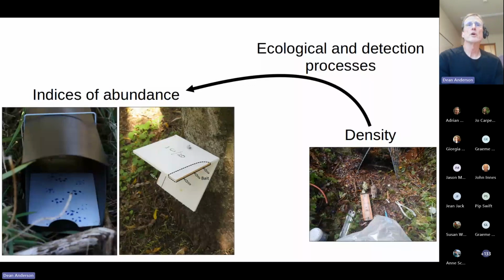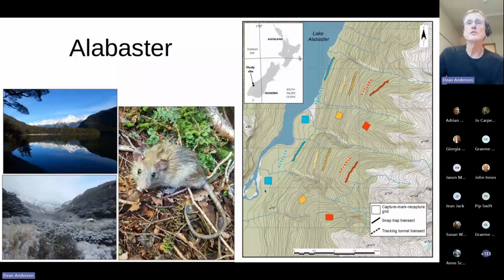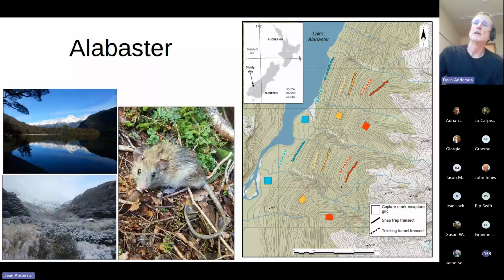And so to do this, we're going back to Alabaster, which has been talked about quite a lot, so I'll be quick over this. We did mark recapture studies along this elevational gradient from high elevation down to low elevation in these squares, and interspersed were detection transects where we had snap traps and tracking tunnels and camera detection surveys going on, again along the elevational gradients.